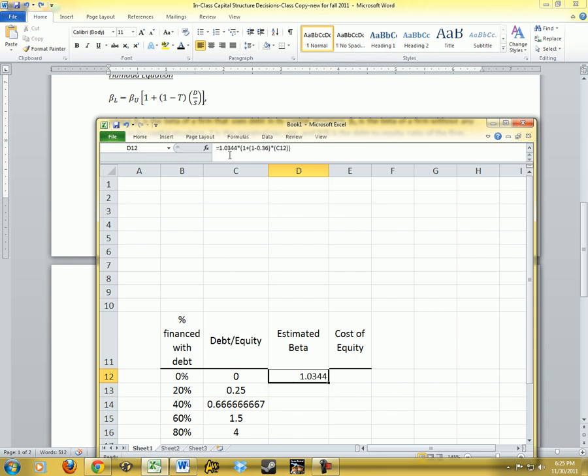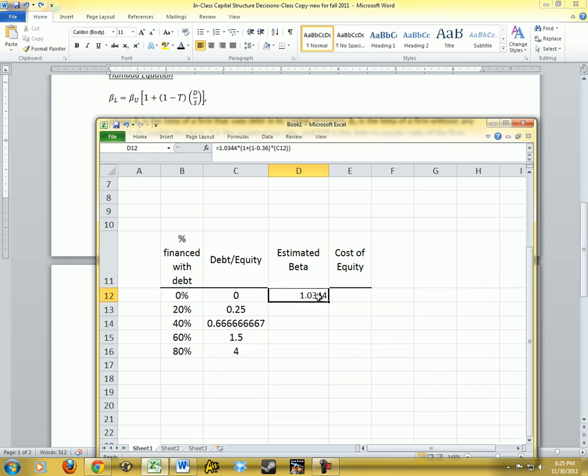So let's see. You should have 1.0344 multiplied by 1 plus (1 minus the tax rate of 0.36), multiplied by C12, which is this debt to equity ratio. As you see, that is the unlevered beta. The next one is essentially 1.2, which was the beta of the firm with the 20% debt already. And then when we just move down, we get 1.48 for the next beta. We get 2.03 for the next, 3.68.